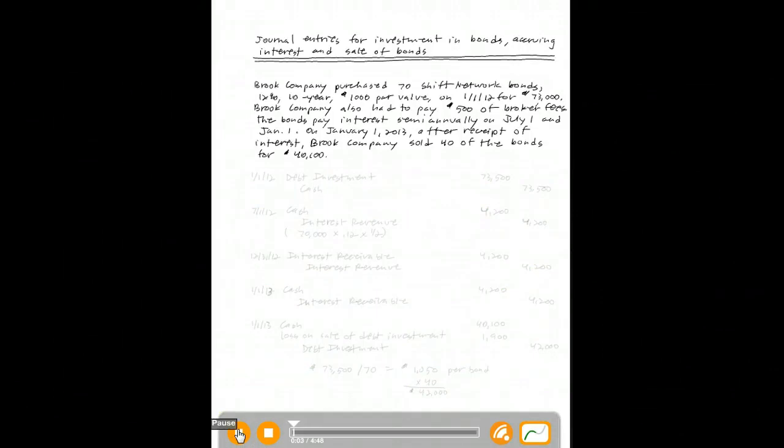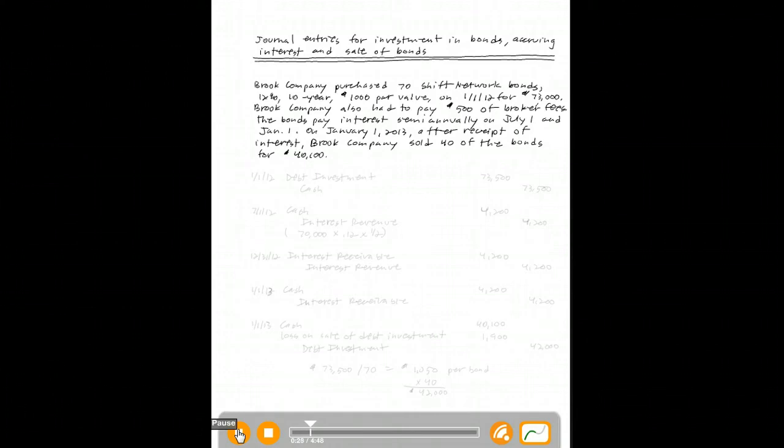So we're going to do the journal entries for Brook Company's purchase of 70 Shift Network bonds. They're 12% 10-year, $1,000 par value on January 12th, 2012 for $73,000. Brook Company also had to pay $500 of broker's fees.